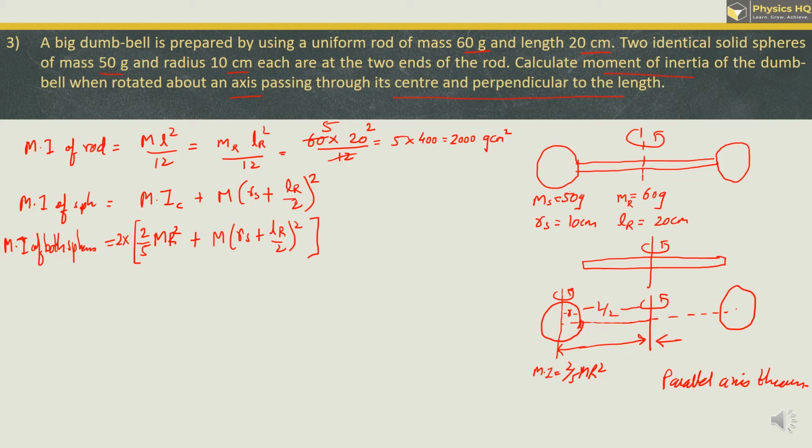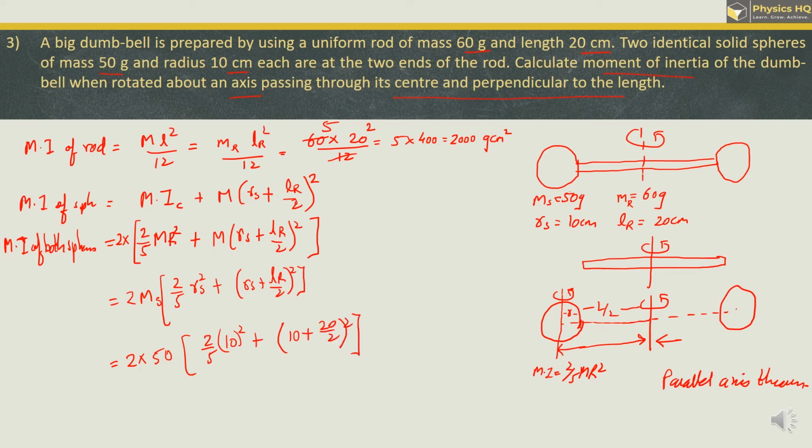Okay, now we can take the mass common, so 2m into (2/5 rs² + (rs + l/2)²), where rs is the radius of the sphere. Let us put the values and solve this. The mass of the sphere is given as 50, 2 by 5, the radius of the sphere is given as 10. Over here we have radius as 10. The total length is 20, so 20 by 2 will be 10 again. So we have 100, since 10 squared is 100.